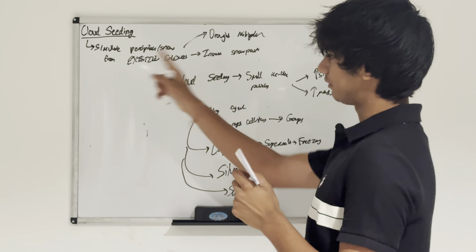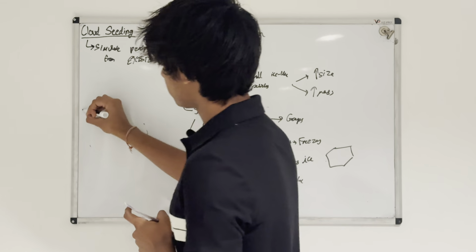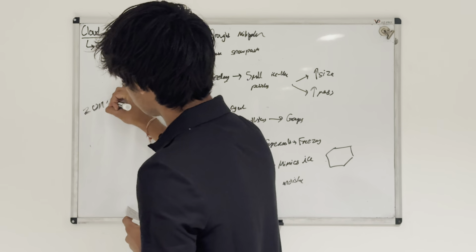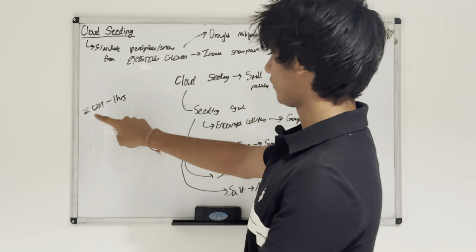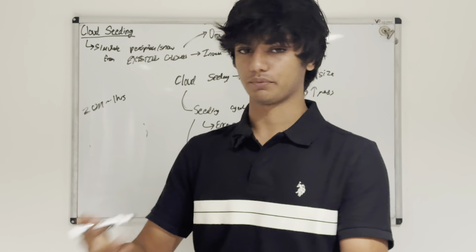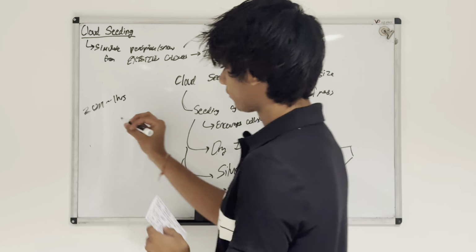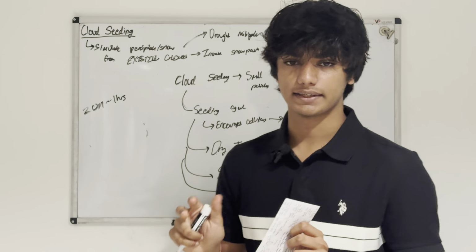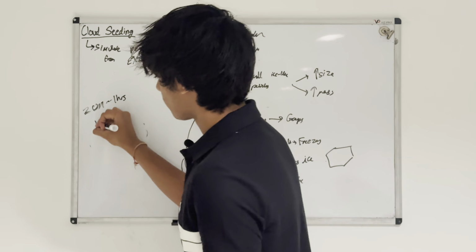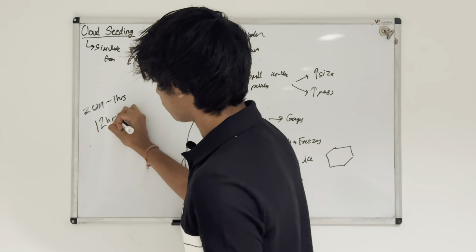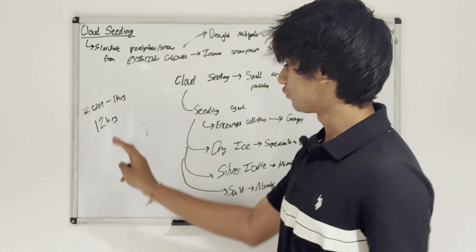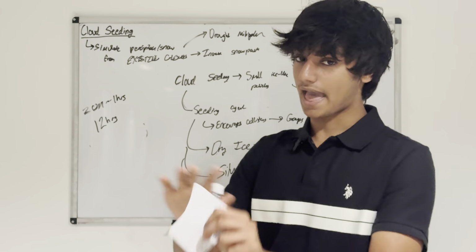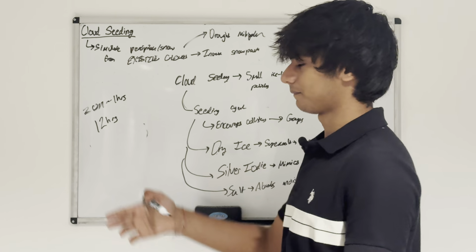And so cloud seeding occurs within 20 minutes to 1 hour. Once you place your seeds in the clouds, it usually takes about 20 minutes to 1 hour to actually cause the rain to come. And at most, the effects of cloud seeding only last up to 12 hours. So if you don't get anything in 12 hours, then you can assume that the cloud seeding operation didn't work.